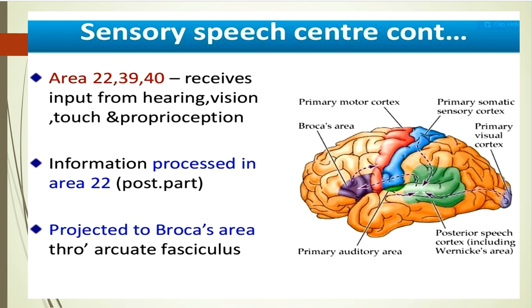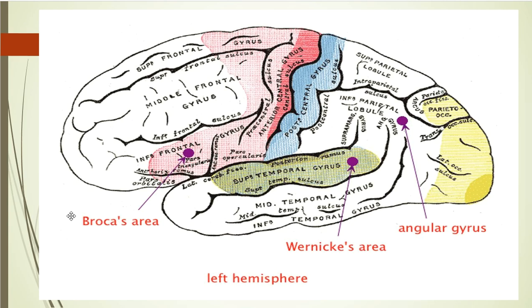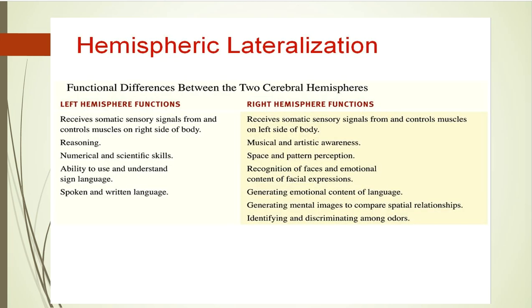Next, here is Broca's area. Here is Wernicke's area. Here is the angular gyrus. Then here is the last portion, the hemispheric lateralization. As the speech centers reside only in the left hemisphere in 95% of occurrences, it is called the speech or the dominant hemisphere.